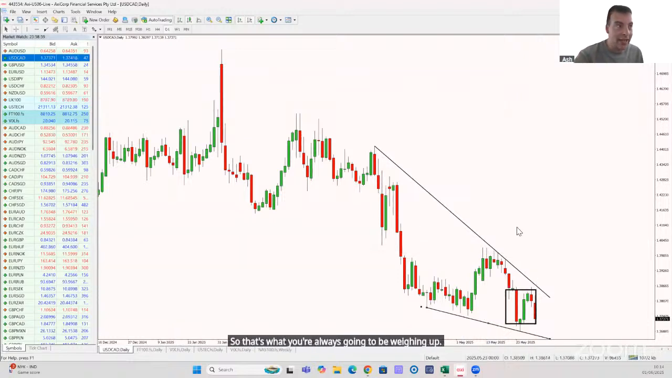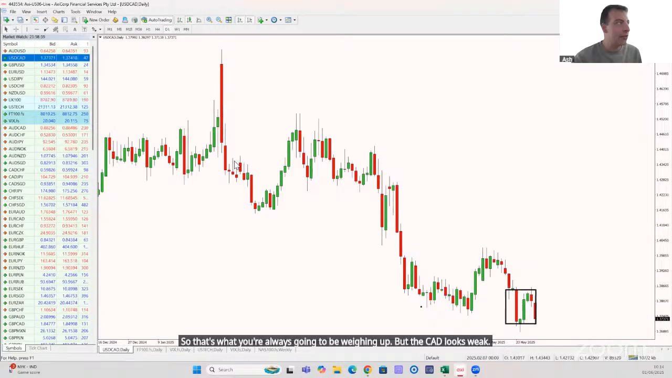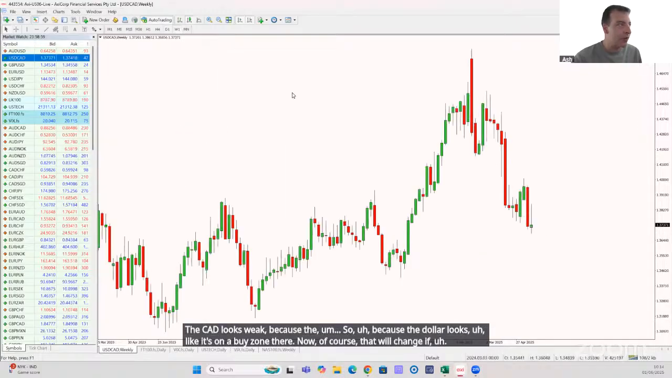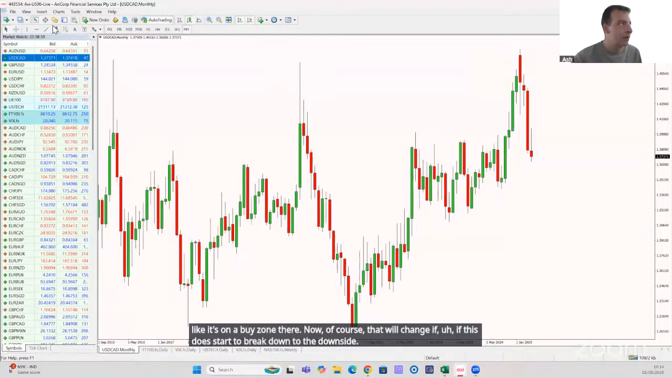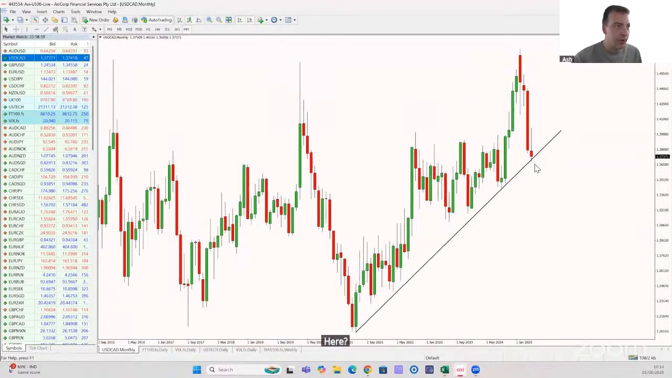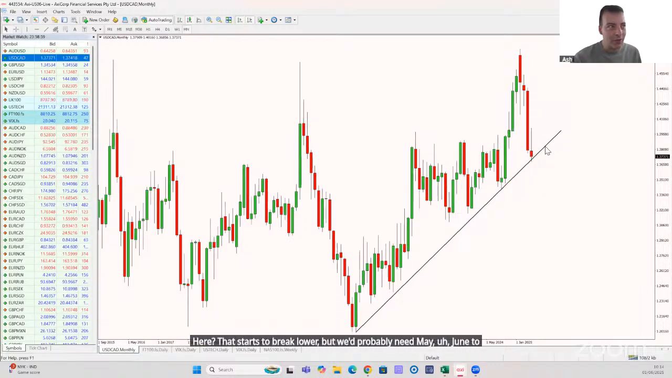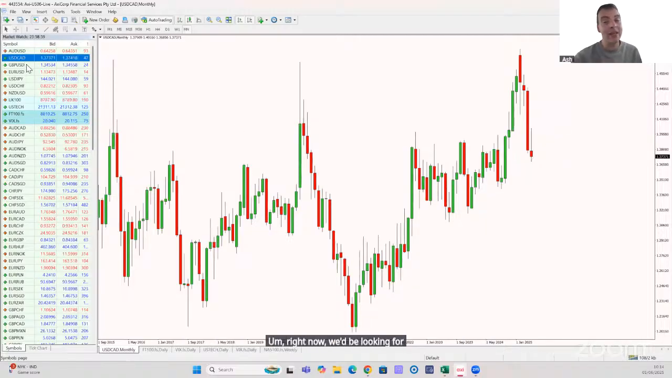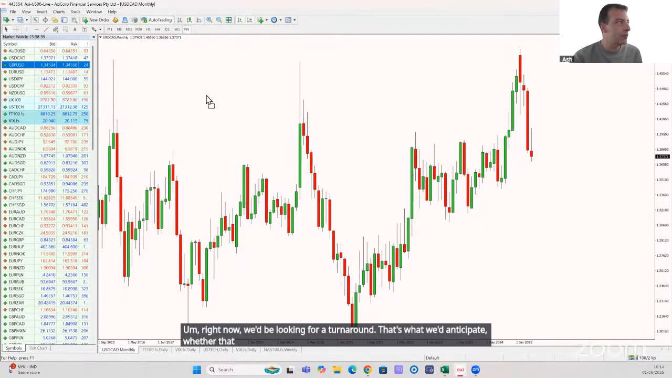But the CAD looks weak. The CAD looks weak because the dollar looks like it's on a buy zone there. Now, of course, that will change if this does start to break down to the downside, here, that starts to break lower. But we'd probably need June to go past to see whether we do break lower. Right now, we'd be looking for a turnaround. That's what we'd anticipate. Whether that happens, we don't know.